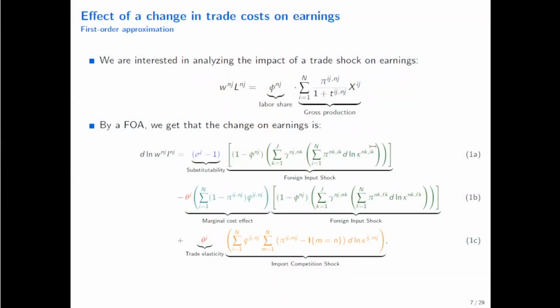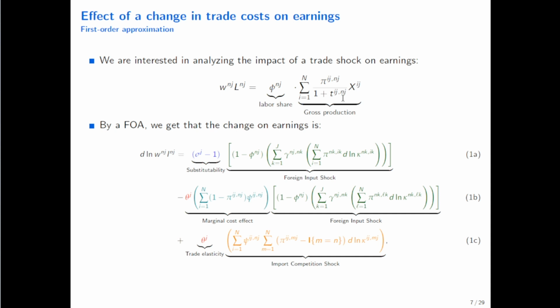Okay, so this is the important part. We are interested in understanding how trade cost is going to affect earnings. So we're going to use the labor market clearing condition from the demand side, in which the total earnings of labor is decomposed into the labor share times the gross production. And here we're going to try to understand what is the impact on total earnings of a change in trade cost. So let's see what happens in the model if we change trade cost.